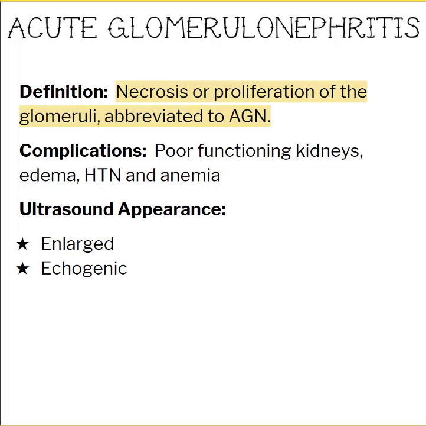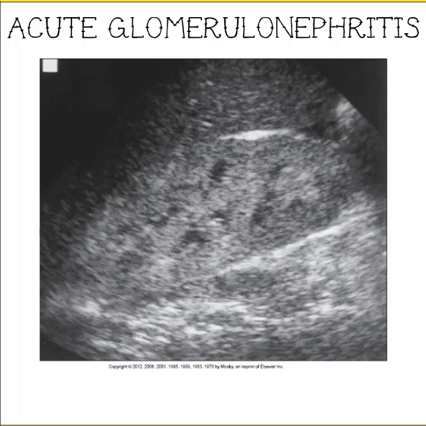When the glomeruli die, that's the first part of where filtration happens. So when the glomeruli start to die, that leads to poorly functioning kidneys. So we're going to see abnormal lab values for these patients. And because the body can't filter out the extra water or the extra waste or toxins that were in the body, it can't control blood pressure. Then we start to see that the patients have edema, hypertension, and anemia. On ultrasound then, acute glomerulonephritis presents as enlarged kidneys, and they're typically echogenic. So here's an example of our acute glomerulonephritis kidney.